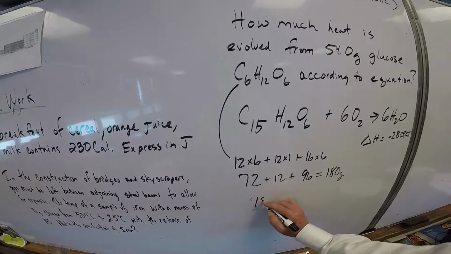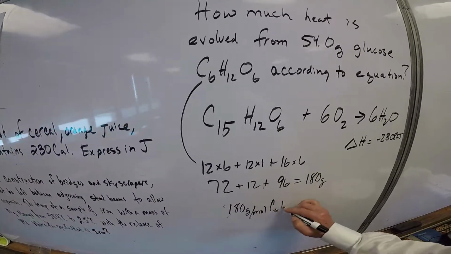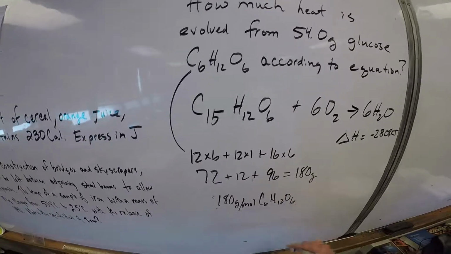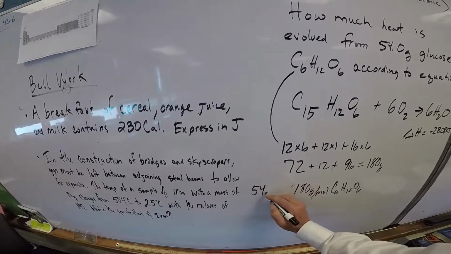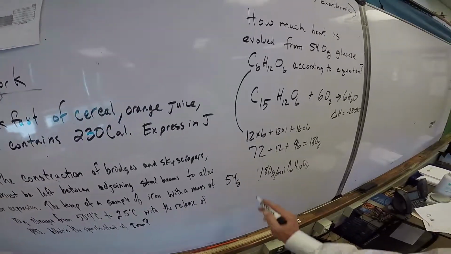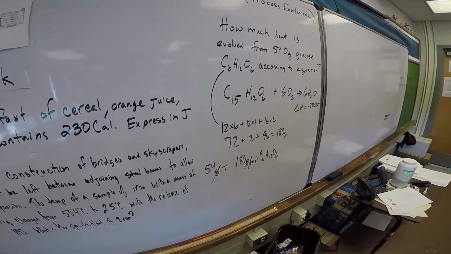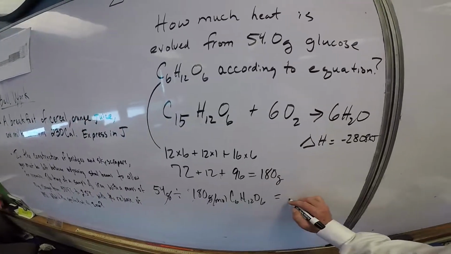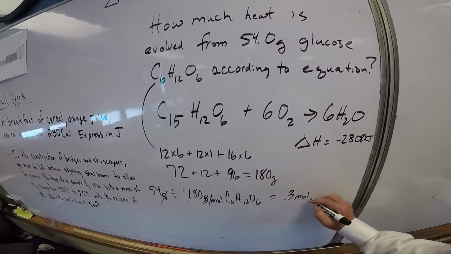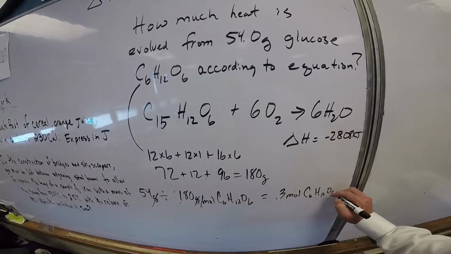So we have 180 grams per mole of C6H12O6. Now you're given 54 grams, right? What we're going to do is divide, because we want the grams to cross out and be in moles. So 54 divided by 180 equals 0.3 mole of glucose, C6H12O6.